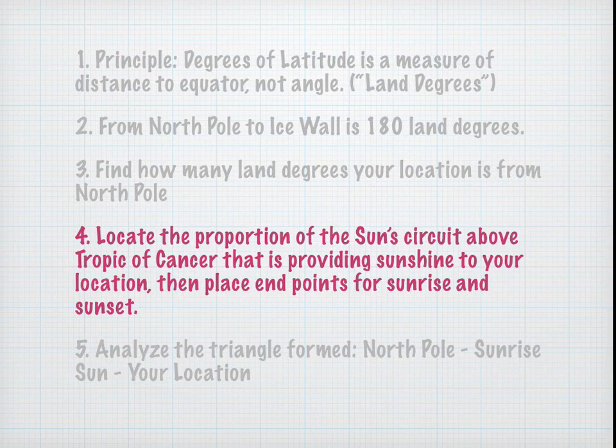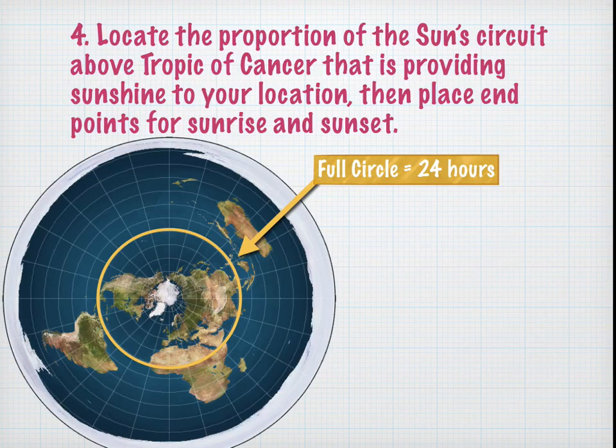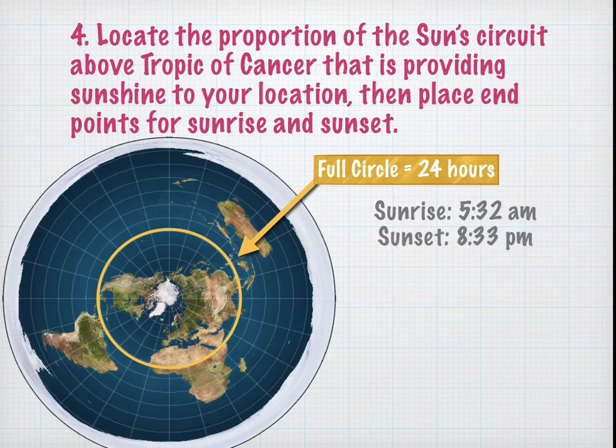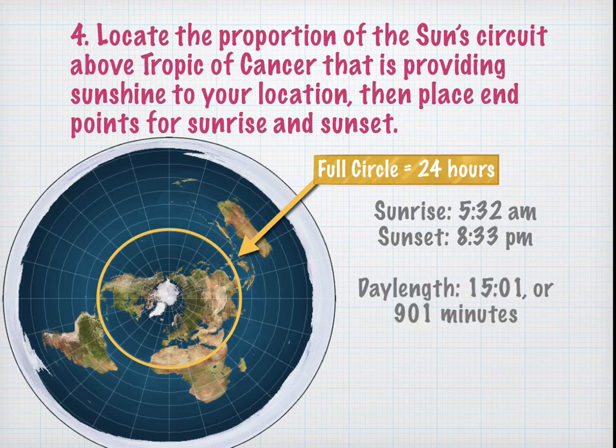Number 4, we're going to locate the proportion of the sun's circuit above the Tropic of Cancer that's providing sunshine to your location. And then we're going to place endpoints for sunrise and sunset. So again, the sun travels a full circle above the Tropic of Cancer in 24 hours. All right. So in our example, Philadelphia, the sunrise is going to be at 5:32 in the morning on the day of the solstice. The sunset is going to be at 8:33 in the evening, which means that the length of the day is 15 hours and 1 minute, or 901 minutes.